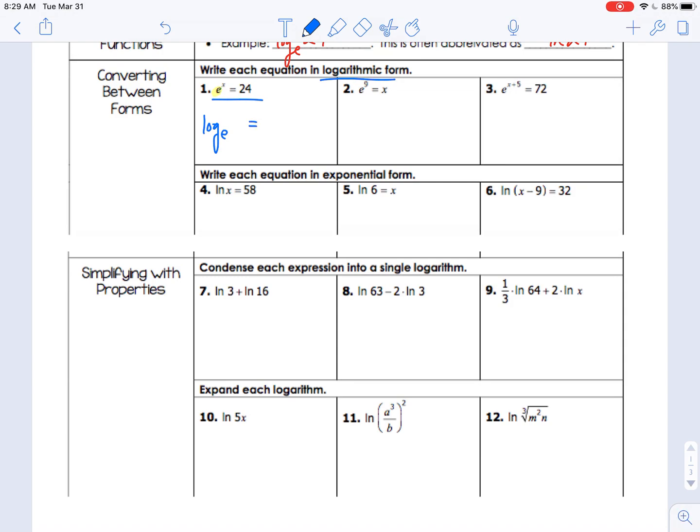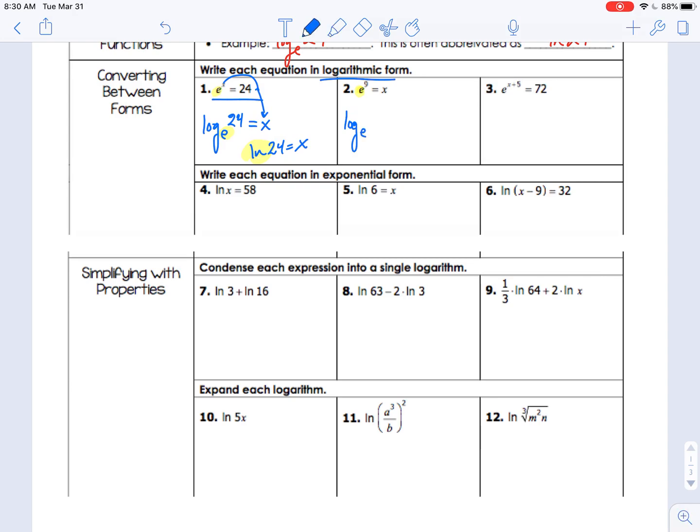So log, and what's the base of my log? Well, what's the base of my exponent? Log base e of what equals what? Well, the exponent always goes out here. So log base e of 24 equals x. And we could also write this as the natural log of 24 equals x. Because again, that natural log just means the same thing as log base e.